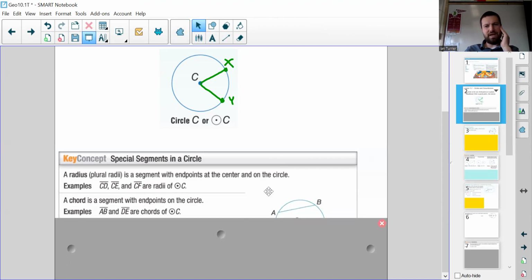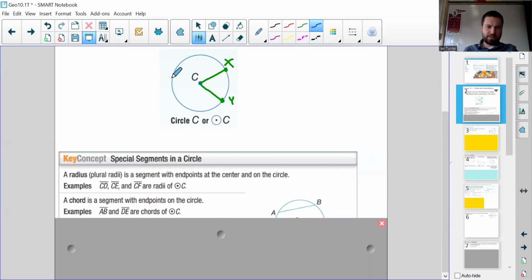A chord is next. This one maybe is a little less known. A chord is a segment with endpoints on the circle. So we could have something like this, and maybe we'll call this WZ. So WZ would be a chord, but there's also a more famous chord. Anybody know what it is?